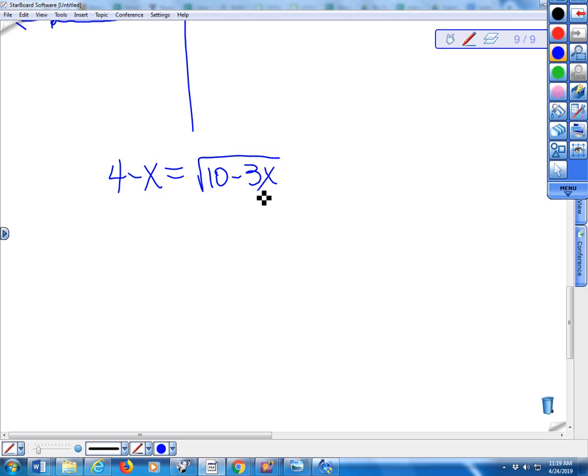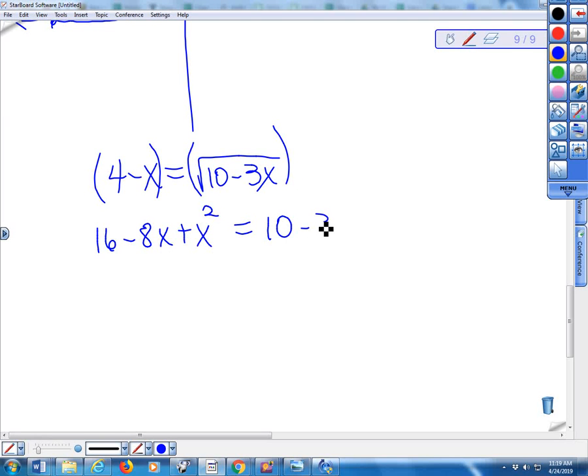Okay, so to solve this one, I just square both sides. To square this, that's 16 minus 8x plus x squared. Square this, that's just 10 minus 3x. A lot of people missed this one. They told me it was 16 plus x squared. Or some people told me it was 16 minus x squared. A lot of people forgot the middle term again.